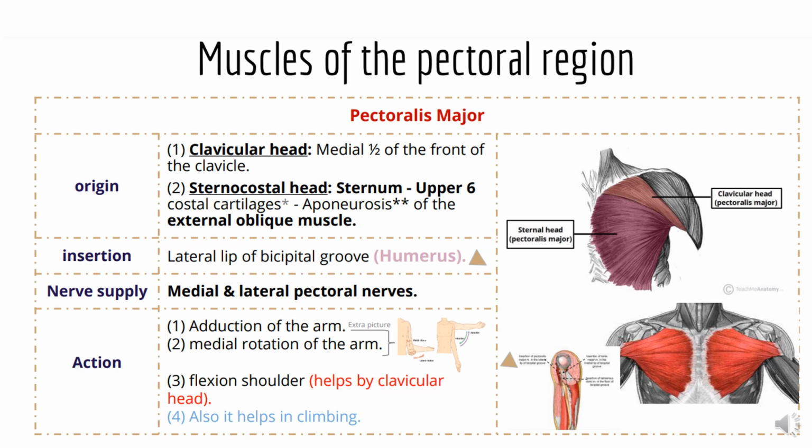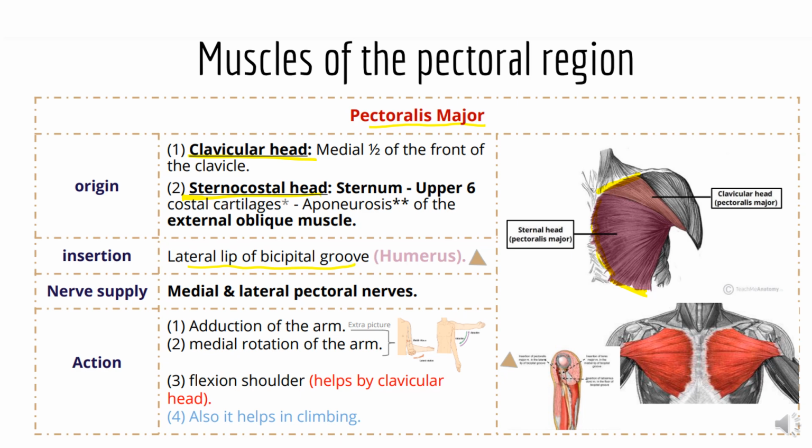So first of all, the pectoralis major muscle. This has got two heads, the clavicular head and the sternocostal head. The clavicular head arises from the medial half of the front of the clavicle. Then the sternocostal head arises from the sternum, the upper 6 costal cartilages, and the aponeurosis of the external oblique muscle. This external oblique muscle is an abdominal muscle, and from its aponeurosis the sternocostal head also arises. Then we have the insertion. The insertion of the pectoralis major is the lateral lip of the bicipital groove of the humerus.